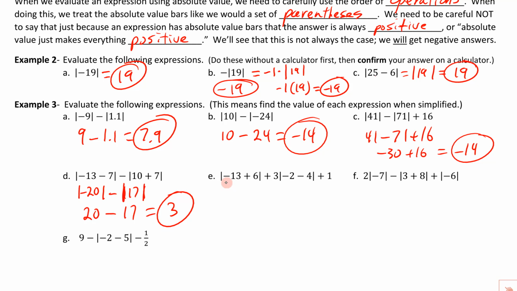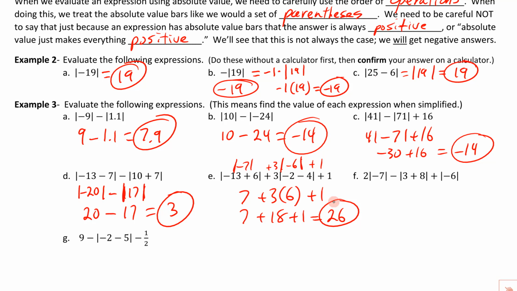Okay, let's see. I'm going to do a little bit of work this way. This is going to be -7, so the absolute value of -7 right there. And then this is going to be +3, absolute value of -6, and then we're going to have a +1. So this is going to be a 7. This is going to be +3 times, remember, the absolute value of -6 is +6. And then we're going to have the +1. So then we just have to evaluate this. This is going to be 7 plus 18 plus 1. 7 plus 18 is 25, plus 1 is 26. So there's our answer right there.